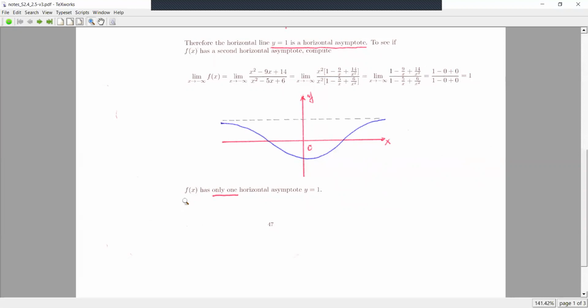Therefore, the function in this example has only one horizontal asymptote. The equation of this horizontal line is y equals 1.